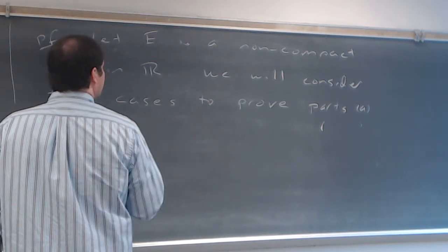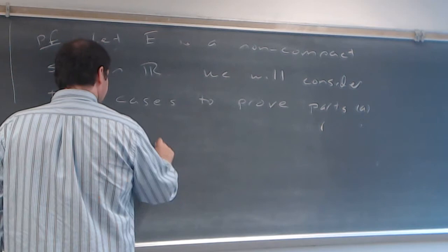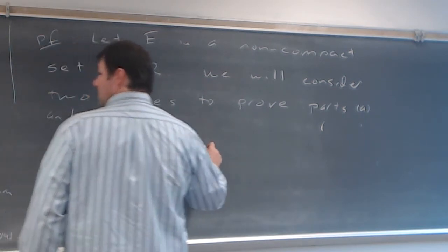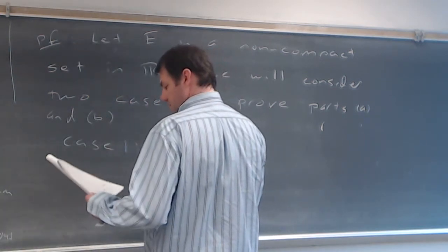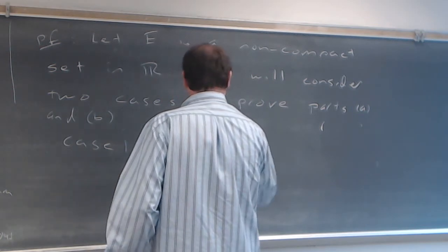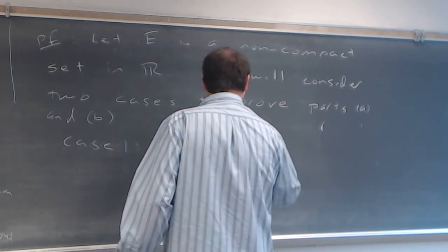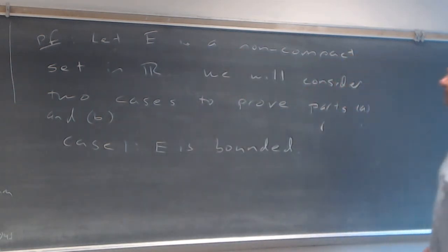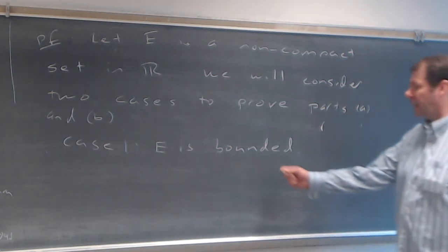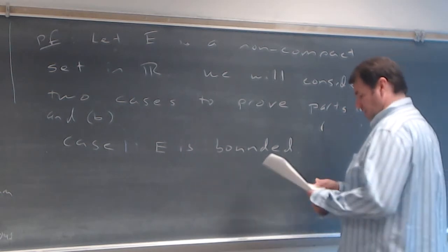Case 1: we'll assume that E is bounded in this case. So what we're thinking is that E is non-compact. The only way that you're non-compact in R is either you are unbounded, or you are not closed. One of those two things has to happen. And since E is bounded, that means that E is not closed.